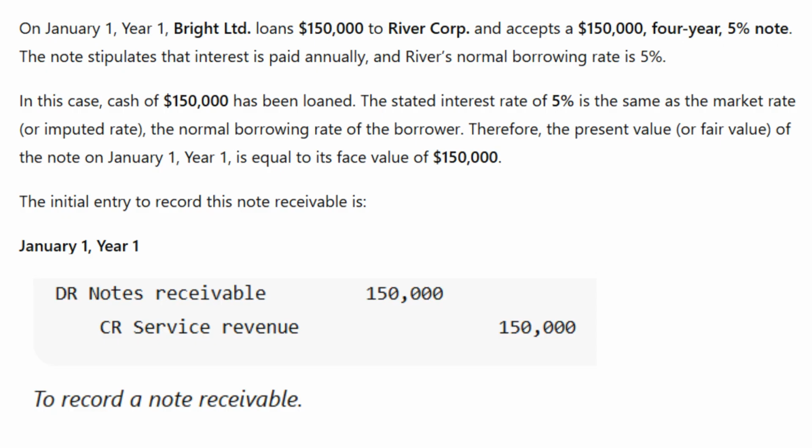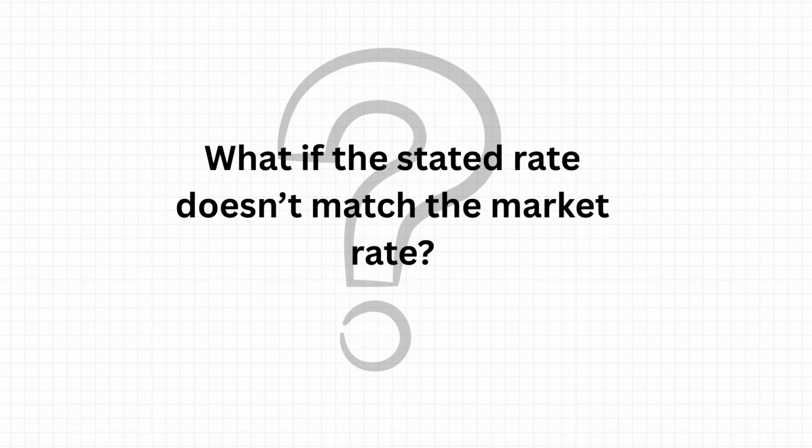Let's start with the dream scenario, the one that we all hope to see. This is when the interest rate written right on the note, we call that the stated rate, just happens to be the same as the market rate for a similar loan. When these rates match up, the accounting is just beautifully simple. The face value of the note is its true economic value, so you just record it for that full amount. Easy peasy.